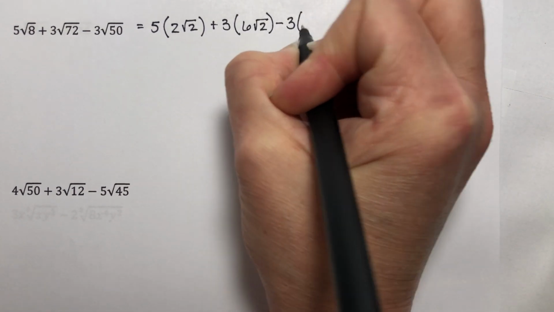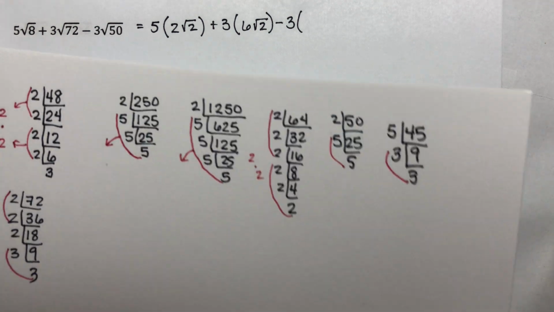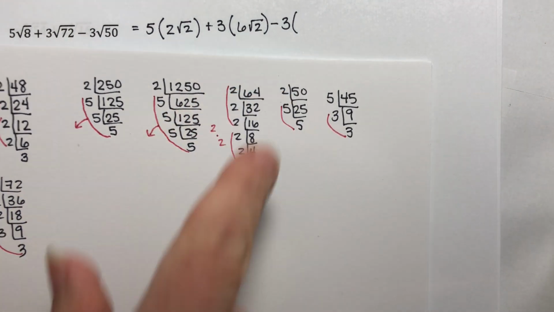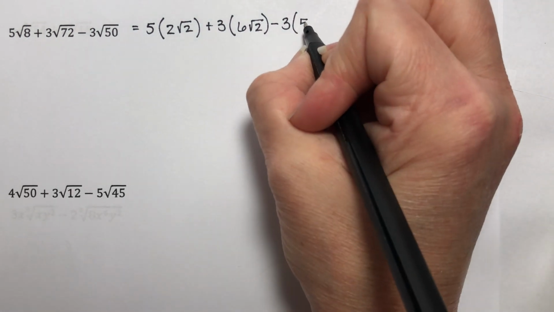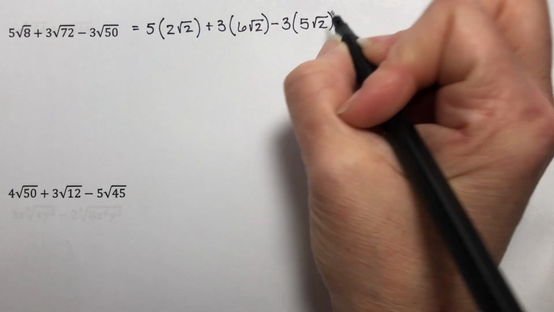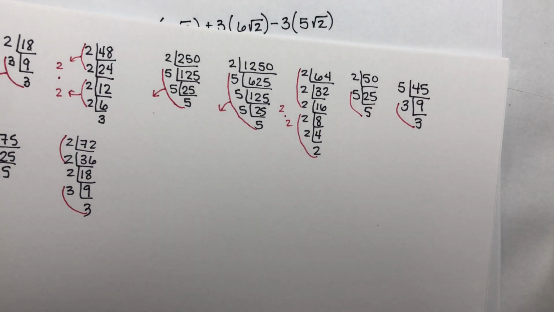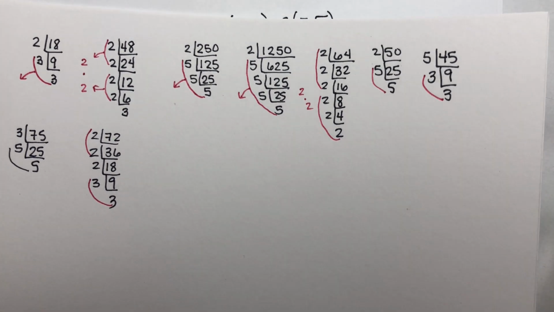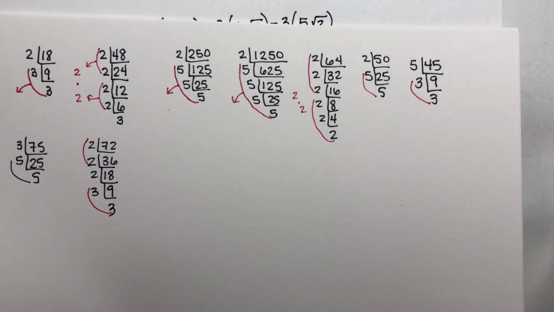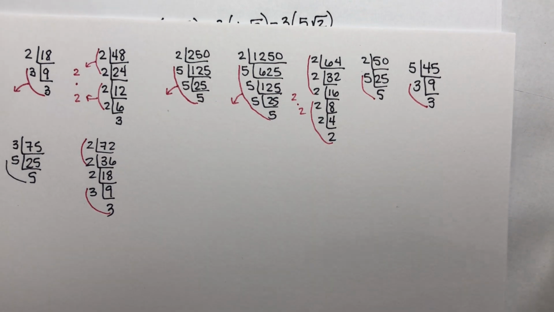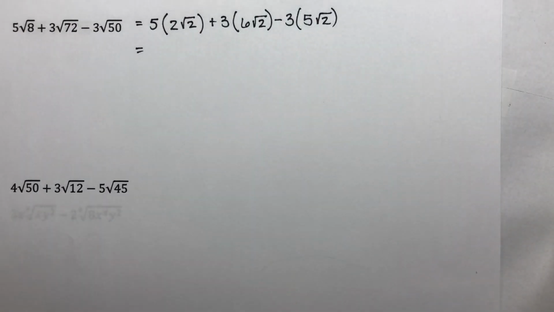Minus 3 times the square root of 50. Here I have 50 right here, and it's 5 times the square root of 2. I think you're probably beginning to see the advantage of doing all these prime factorizations neatly so that you can reuse them. We're not having to do a whole lot more work here. And the more problems you work, the more examples you're going to have, and then overall the less work you'll end up needing to do.